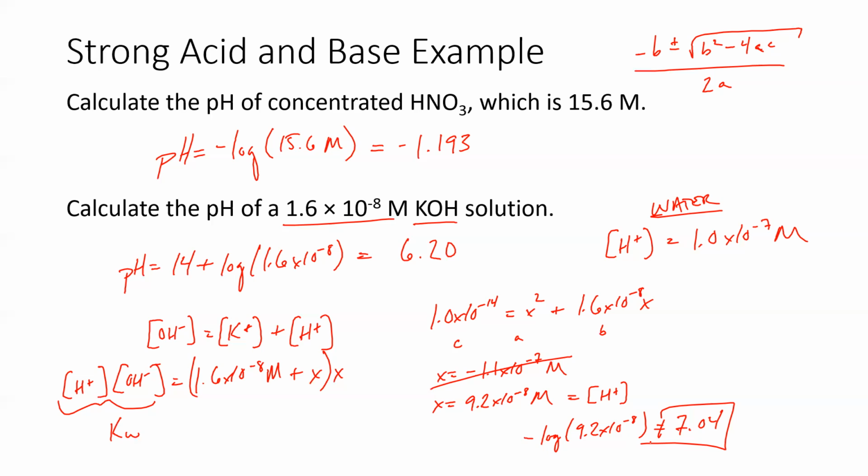Any questions about that one? I think that was the first quadratic we've had to do. All right. Hearing none, I wanted to talk just a little bit about pure water. We talked about pure water and its KW gives us a concentration of 1 times 10 to the negative 7 for H plus and for OH minus in pure water.